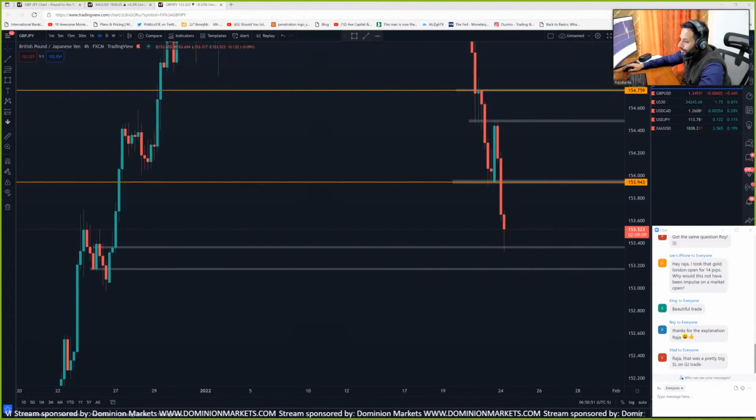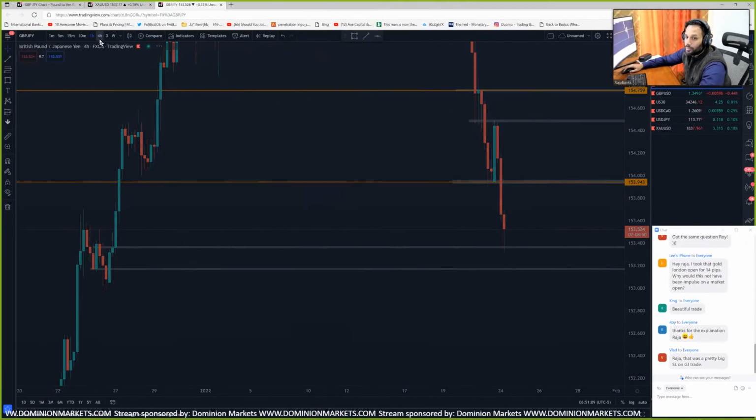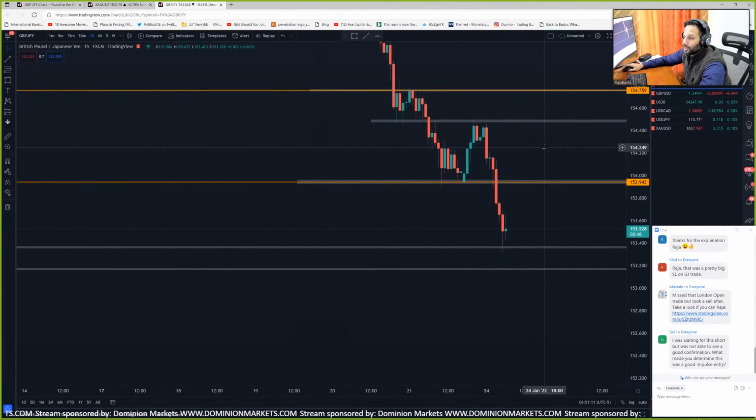That was a pretty big stop loss on the GJ trade. Yes, it was basically above the 4-hour candle. This was around 154.180. That was my stop loss. It was above the 4-hour candle, also above right here. It was 154. Yeah, it was somewhere right over here. Just being safe, right?